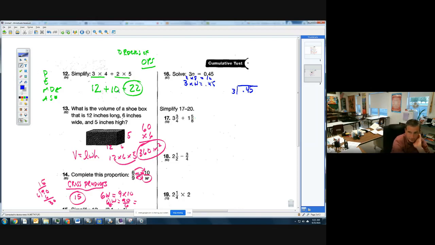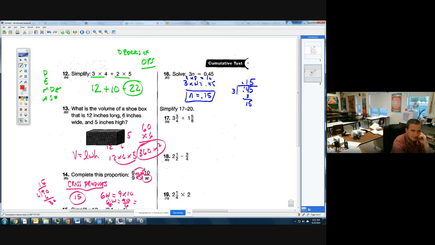Okay, and remember, I don't need to move any decimals because there is no decimal in my divisor. It's only when the decimal is in the divisor that I have to move it. So this decimal is going to go straight up. 3 goes into 4 once, and 3 goes into 15 5 times. So n equals 0.15.